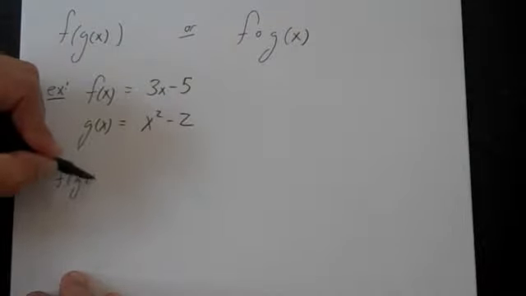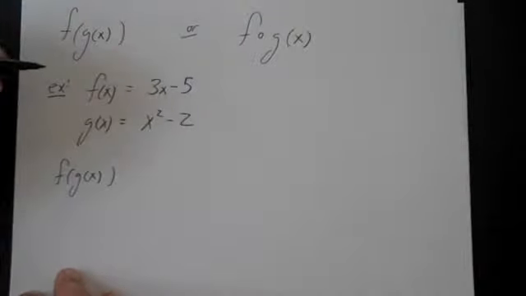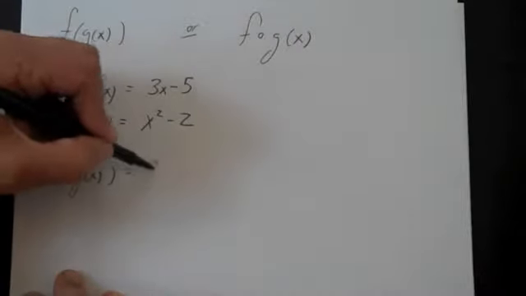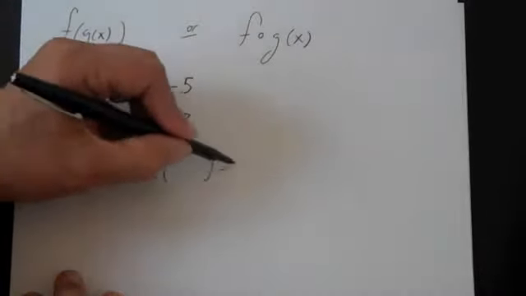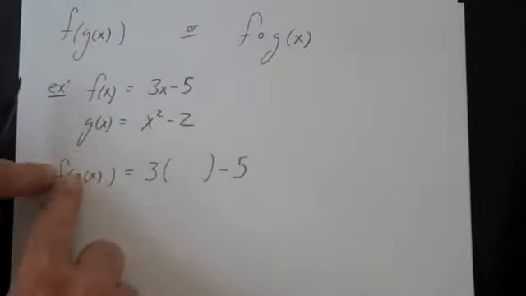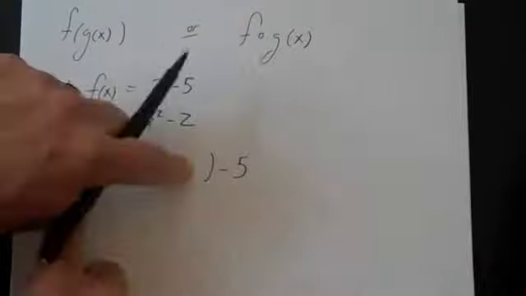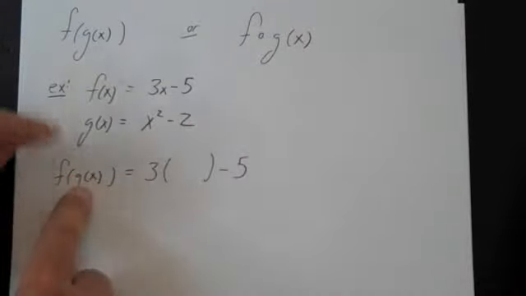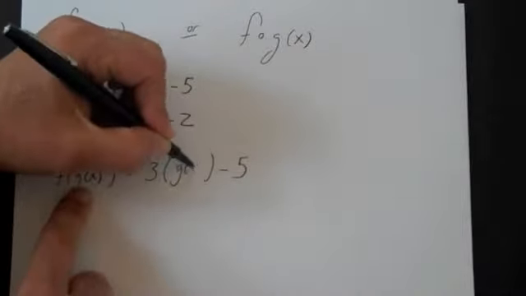So let's see. We have f of g of x. F of x means that, in this case, it's 3, and you have parentheses, minus 5. And whatever is here, you put there. So if it was f of 4, you would put a 4 there. If it's f of 9, you would put a 9 there. Since it's f of g of x, you would put a g of x there.